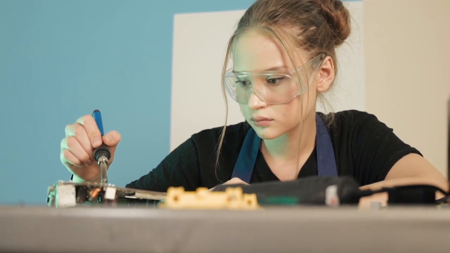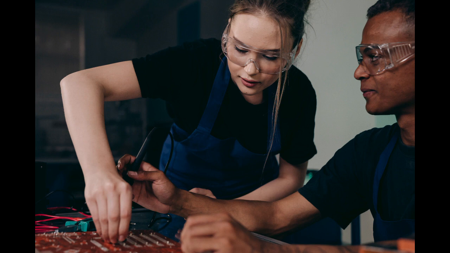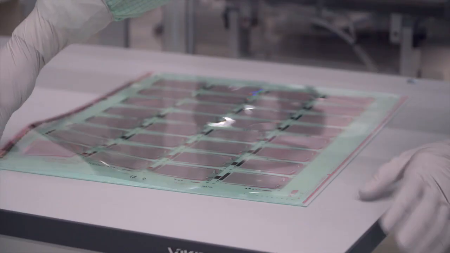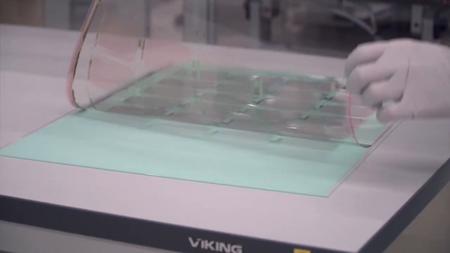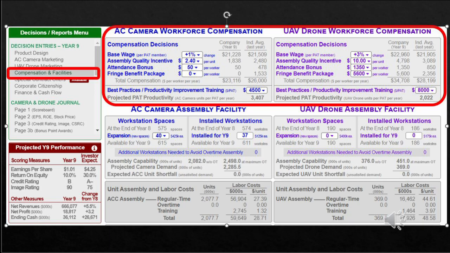The total compensation package of a company's PAT members is a major factor in the company's ability to attract and retain better caliber, more productive employees. PAT productivity is enhanced by training PAT members in better assembly techniques, post-assembly product testing, ways to reduce warranty claims, and overall productivity improvement. Product R&D expenditures, the number of models, and the compensation packages of camera PATs and drone PATs affect PAT productivity. Lower compensation packages for camera PATs and higher compensation packages for drone PATs boost productivity.